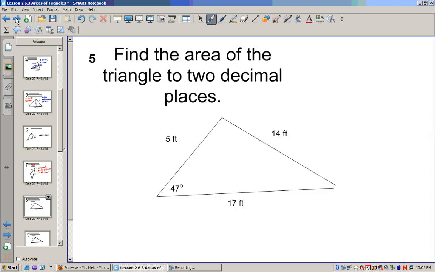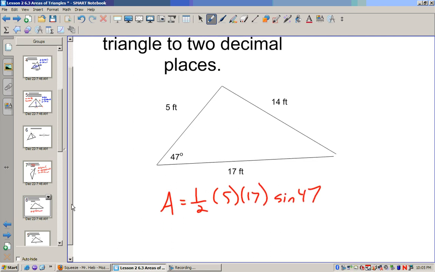Now if we're in this situation, we have all three sides in one angle. We have to use side, angle, side. So area is going to be 1/2 times 5 times 17 times the sine of 47. And I just want to throw something in here. It's always sine. Some people get confused and think that sometimes if you have the adjacent side, it's going to be cosine. This formula only works with sine.